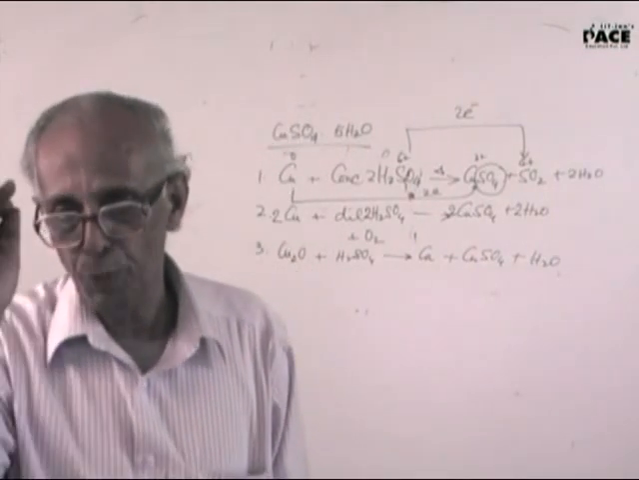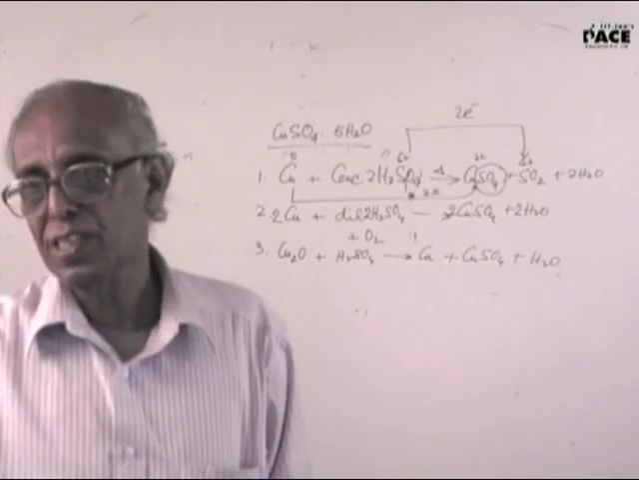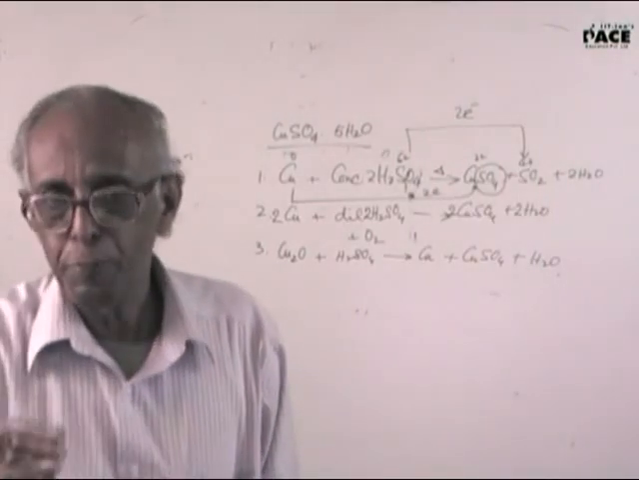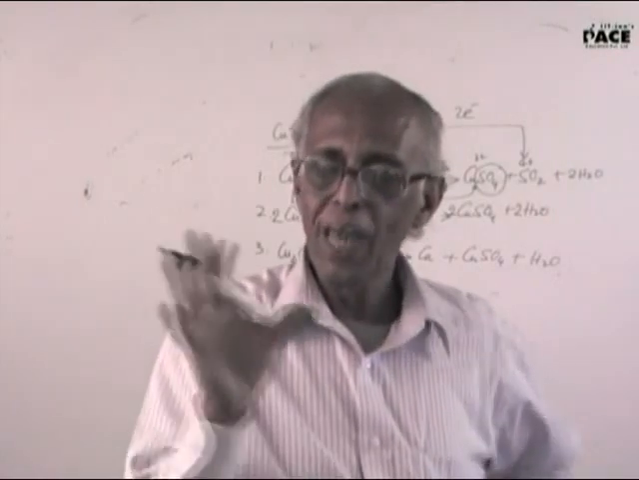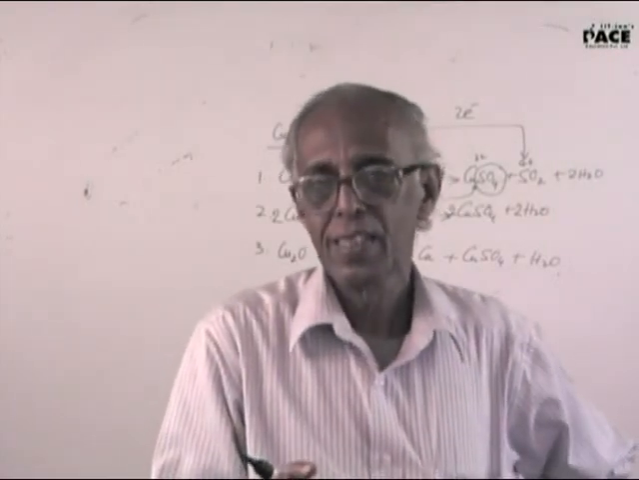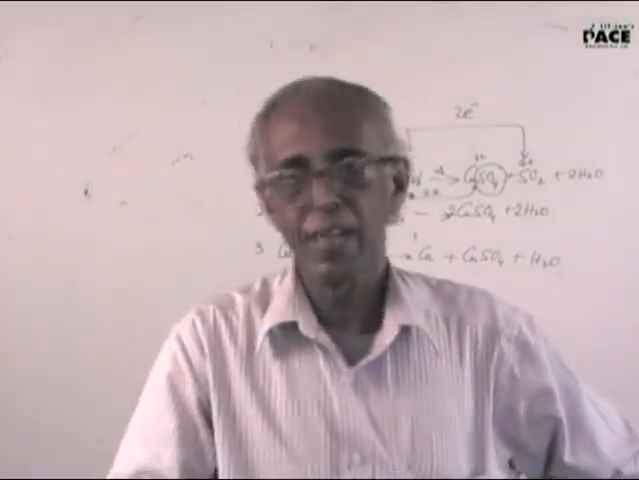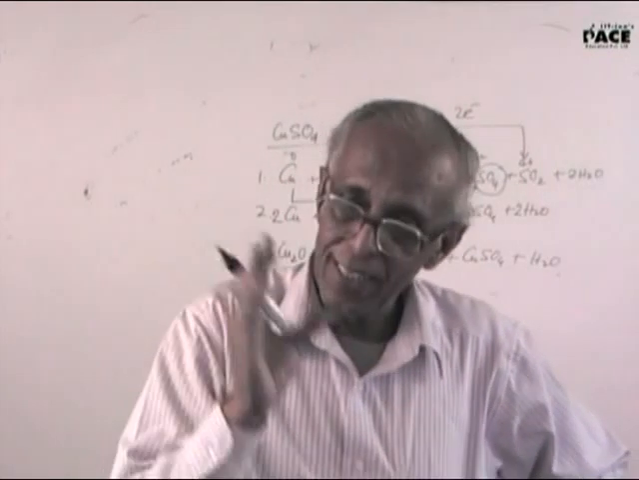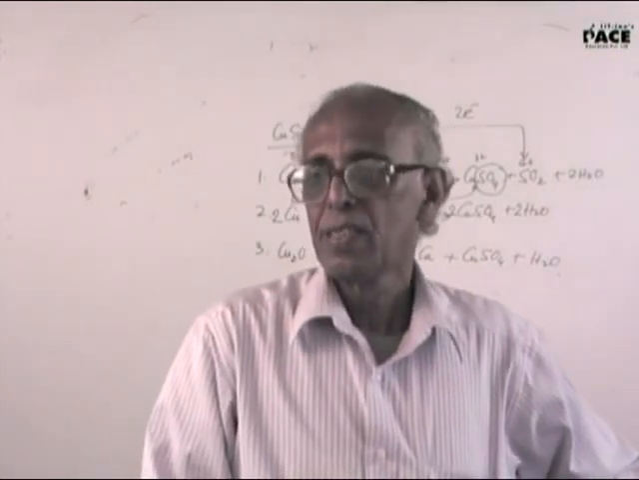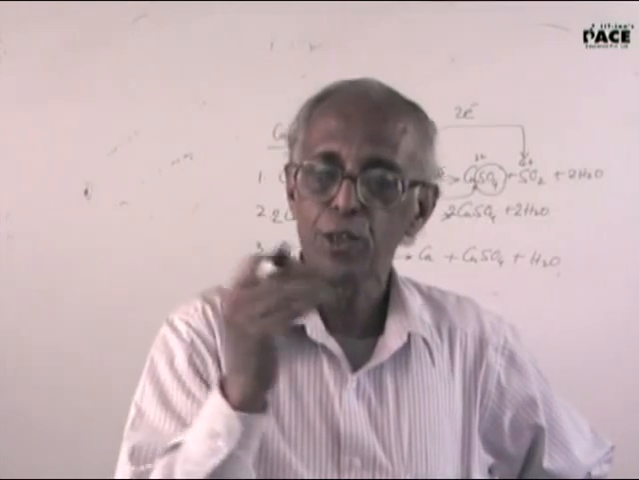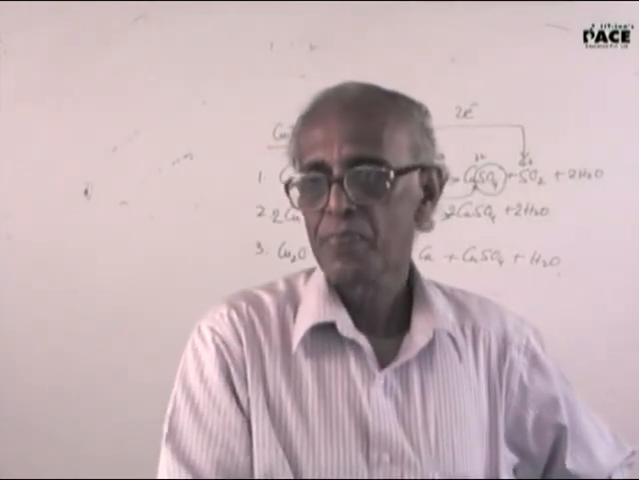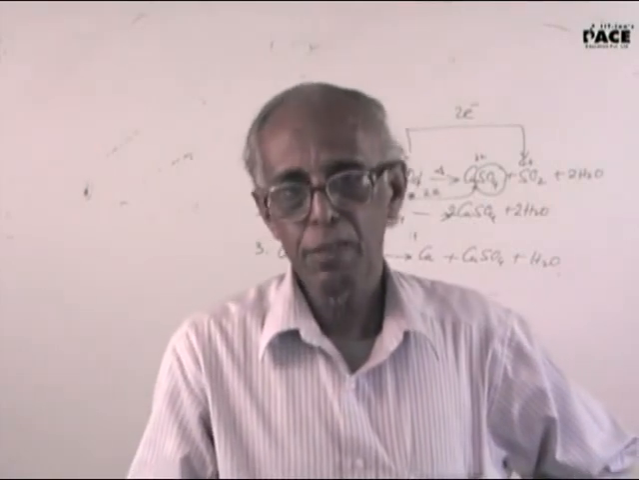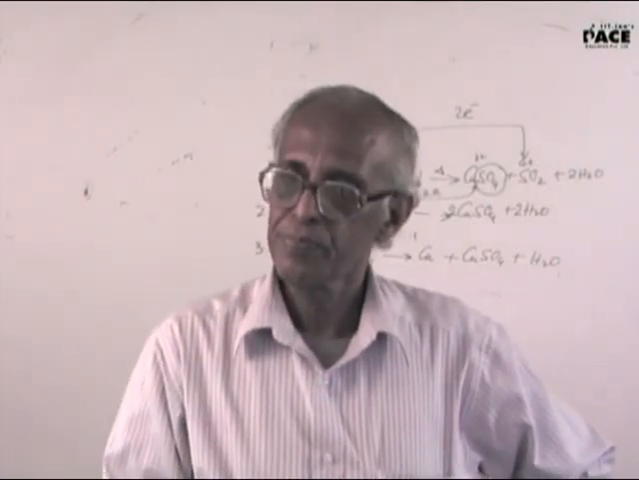Copper 2 plus has to be associated with the sulfate ion. Who will provide the sulfate ion? One mole of sulfuric acid gets reduced to sulfur dioxide. Another mole of sulfuric acid provides the sulfate ion to copper 2 plus. So it forms copper sulfate, sulfur dioxide plus 2 moles of water.